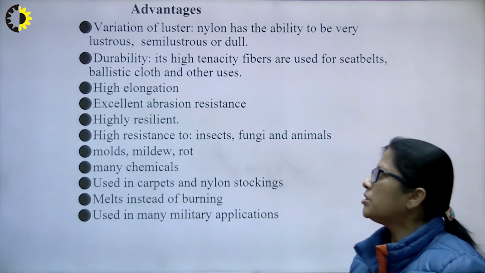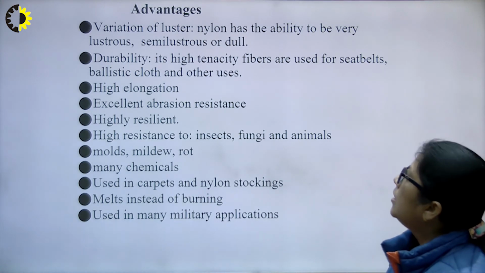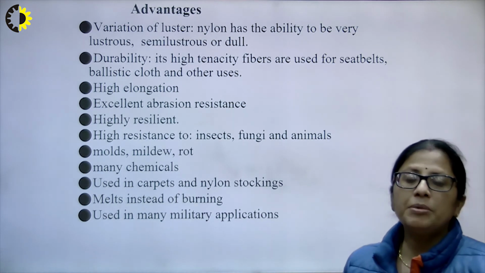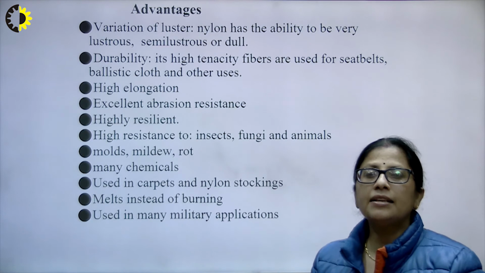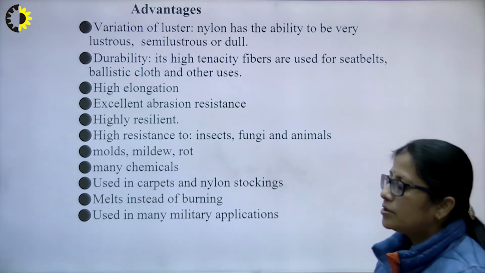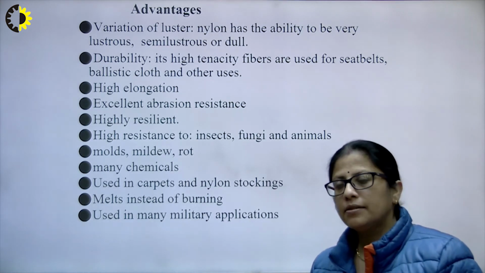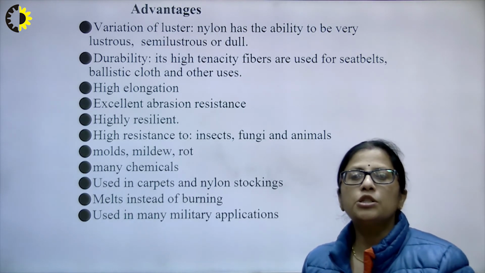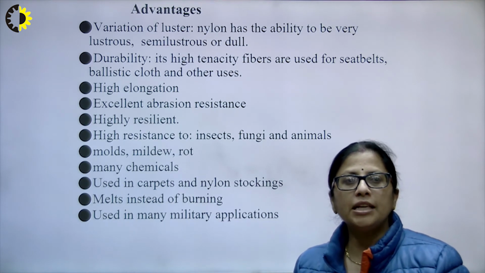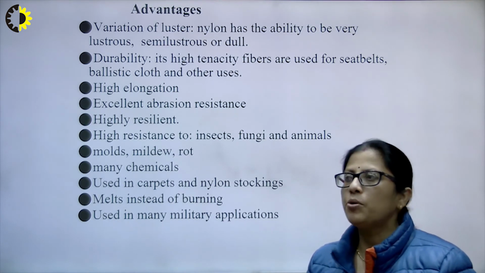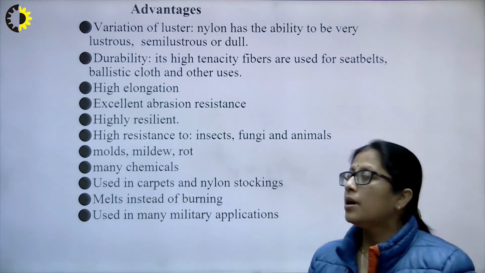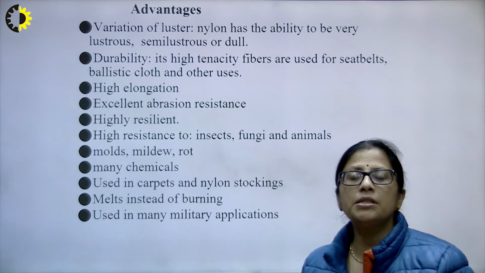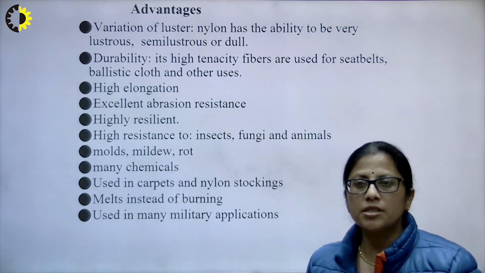Coming to the advantages again. Now this nylon has the ability to show luster, that means it reflects light. Then it can be semi-lustrous or dull, so its ability varies. Then durability, this molecule is quite durable. It is used for seat belts and it also has other applications. It has high elongation, again like other polymers. It possesses excellent abrasion resistance.